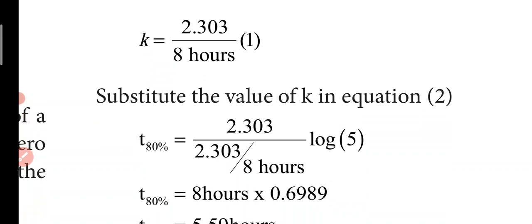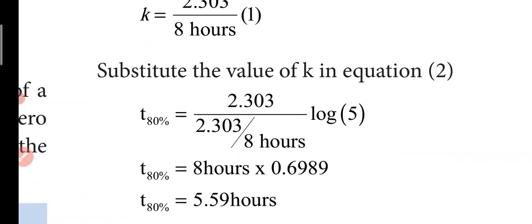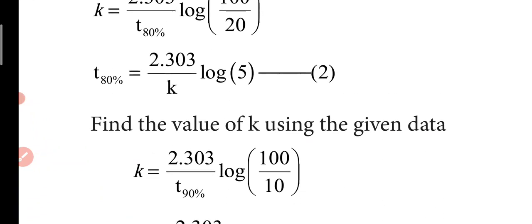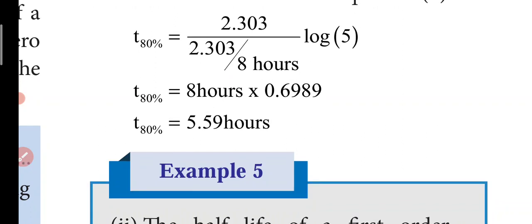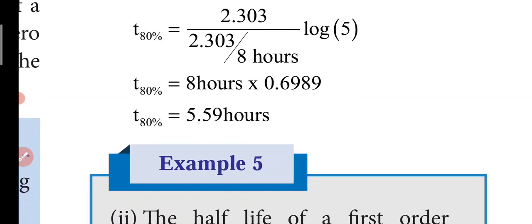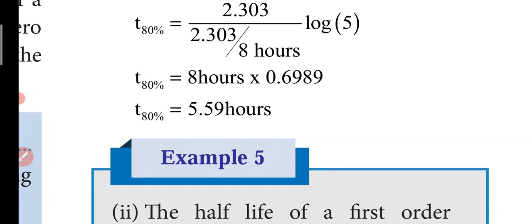Now we take the value of k and substitute it in the 80% equation. So t80 is equal to 2.303 by k, and we just found the value of k. That is 2.303 by 8 hours, into log 5. So 2.303 cancels and you get 8 hours only, times log 5, whose value is 0.6989. Convert the 8 hours using 60 into 60 into 60 for hours, minutes and seconds. If you multiply with 0.6989, you will get 5.59 hours.